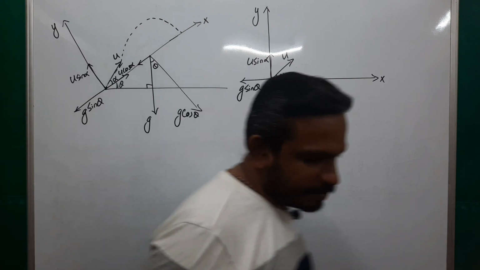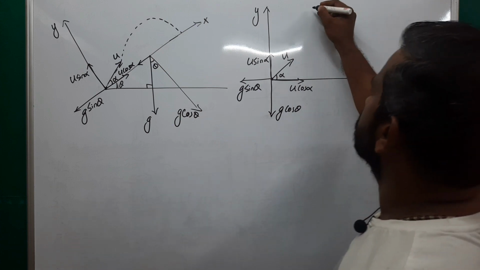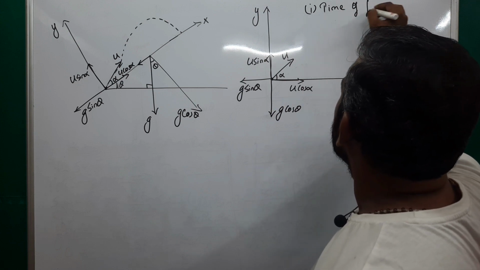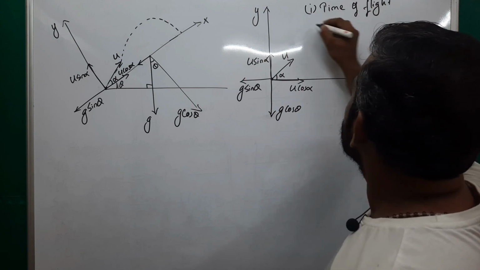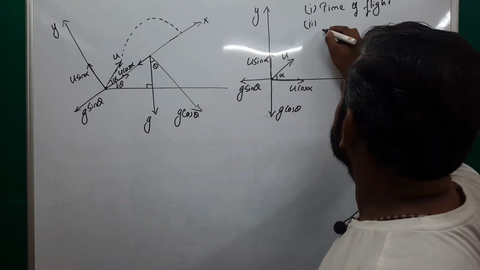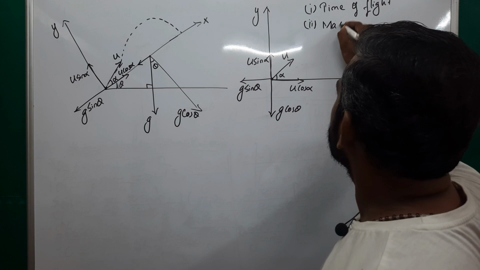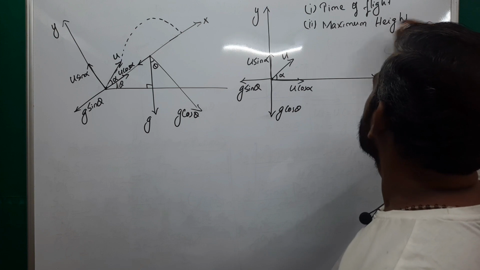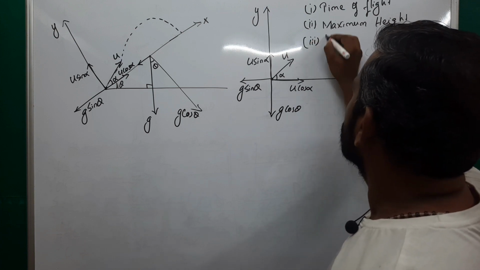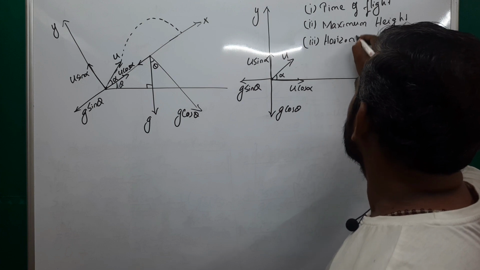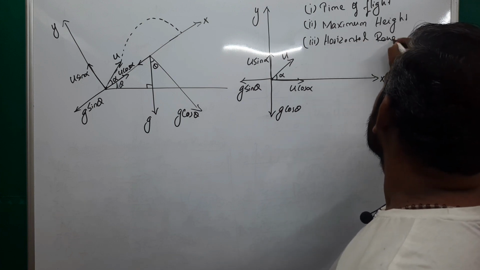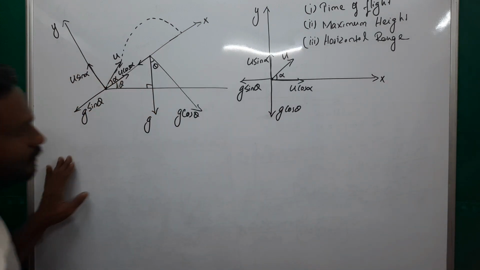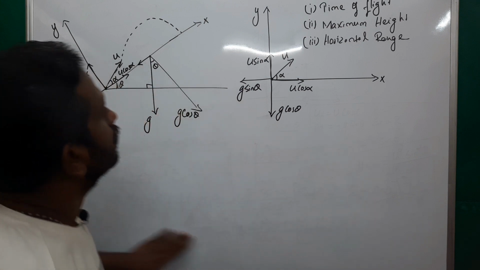So we have to derive the expression for what? One, time of flight. Two, maximum height. Three, horizontal range.